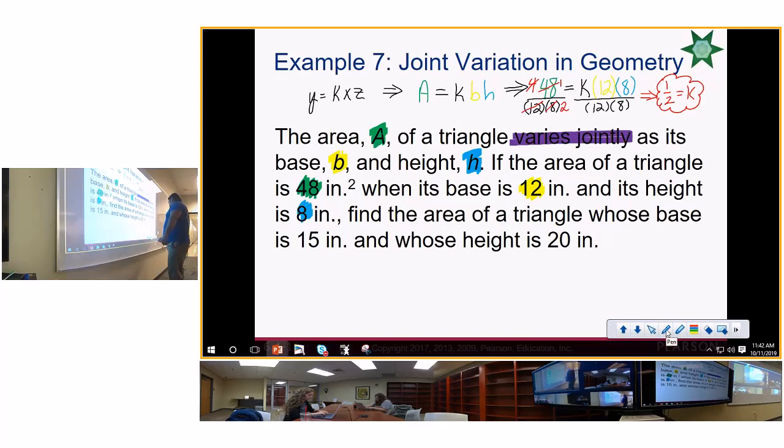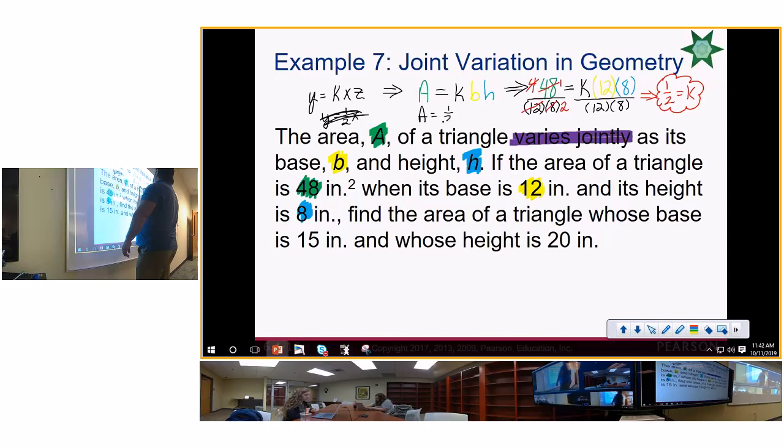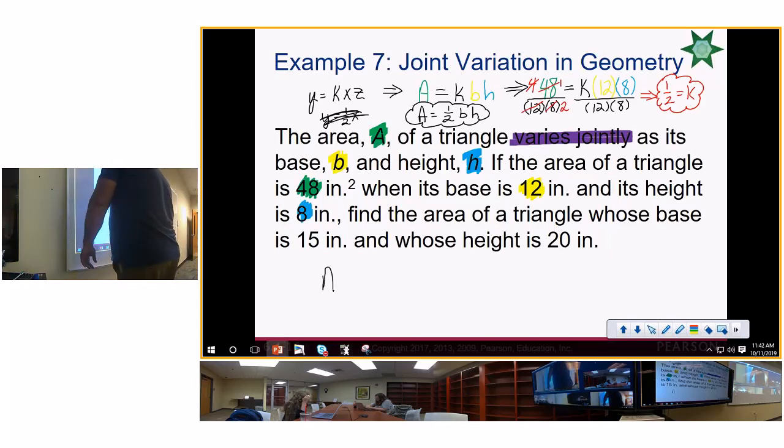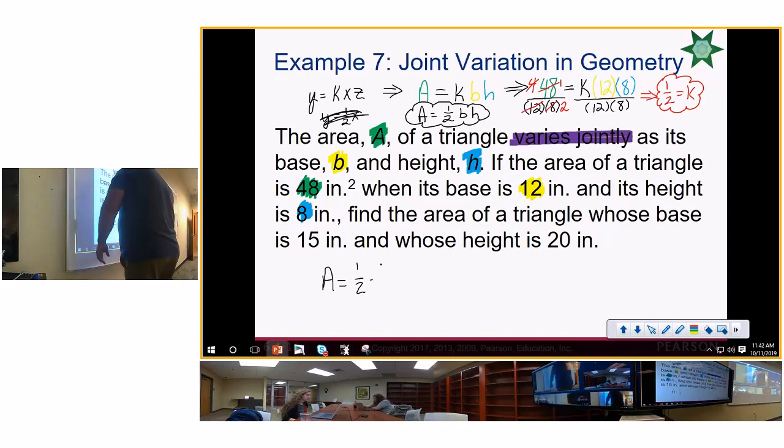So, let's take our K and plug it back in. Y is equal to 1/2 times X, A is equal to 1/2 BH. And there's our formula. So there's our part 3. Now, what's part 4? Well, A is equal to K, 1/2, times, what is our first number? 15 and 20. So I'm just going to do 15 over 1 times 20 over 1.